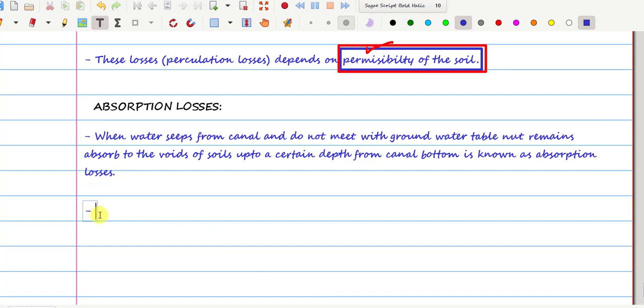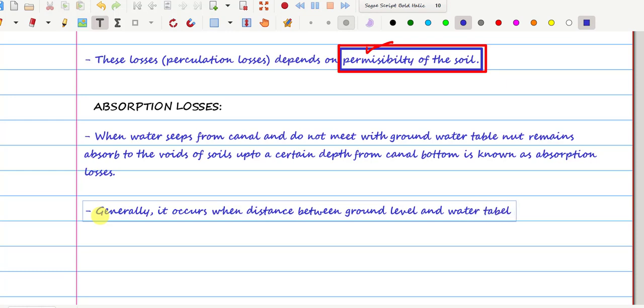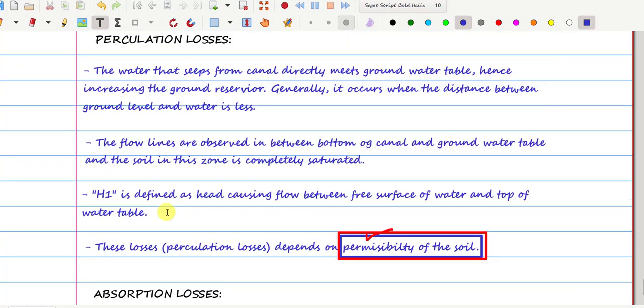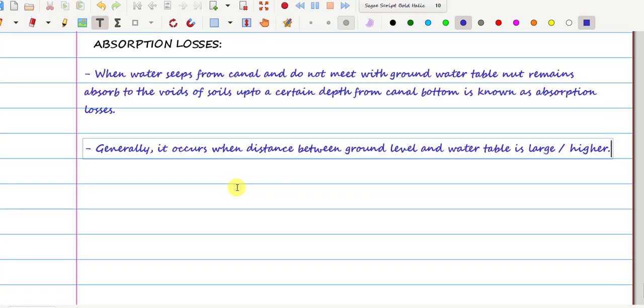And what is the second important point? Generally it occurs when the distance between ground level and water table is large or higher. Got it? In the above case, it generally occurs when the distance between the ground level and the water table is less, right? So in the absorption case, the distance between ground level and water table is larger.